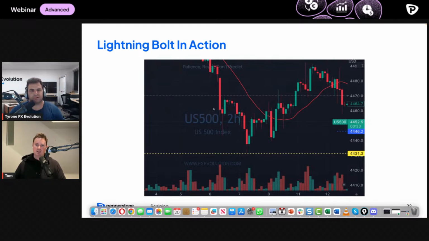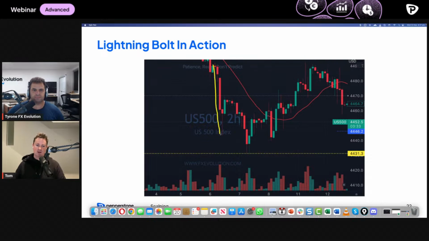So here are some lightning bolts in action. Here is a recent snapshot of the US 500. Of course, do they work on indices? Well, yes, they do tend to. The market's come down, the market's made a low, the market's then made a lower high. So this is a lower high, or basically we'll call it a high in this case. We've got a low, then the market goes down and makes a lower low.